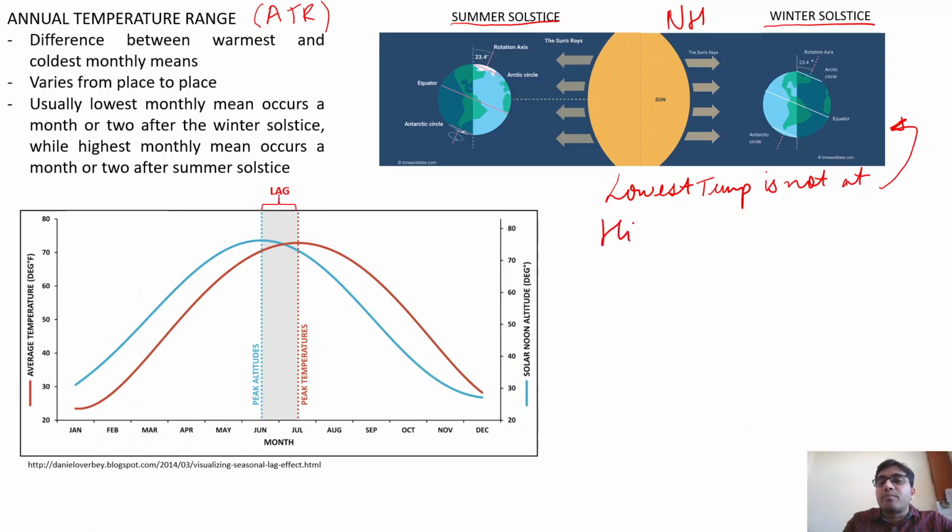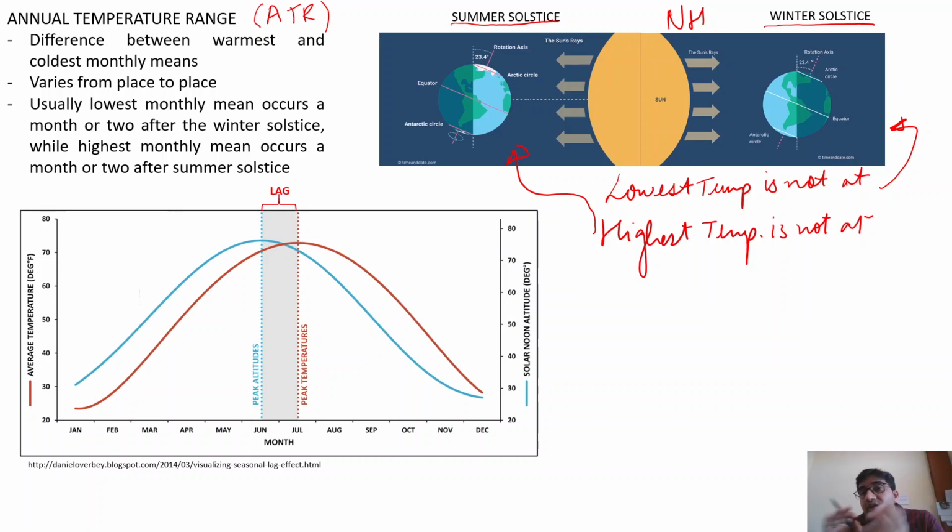Similarly, the highest temperature is not at the summer solstice. It is after these periods have passed. So, for example, 21st June is the summer solstice and 21st December is the winter solstice. If you take the average temperature on that particular day, you will see that it will show some value. But in the month of June, the temperature will be higher than what is during the summer solstice. Similarly, the temperature during January will be lower than during the winter solstice.